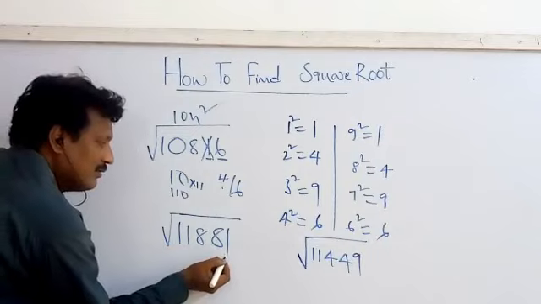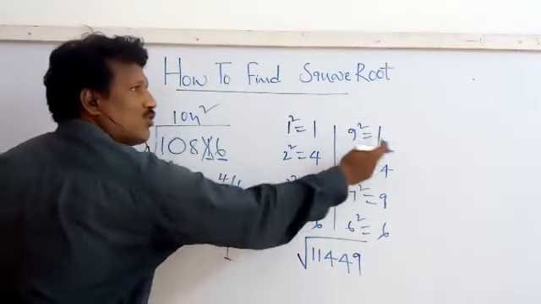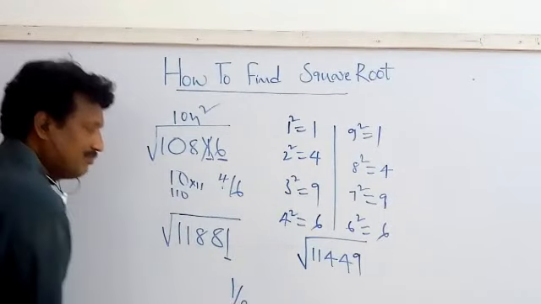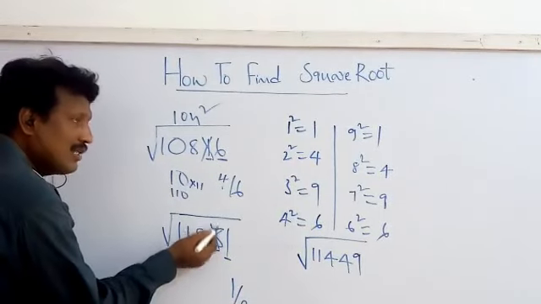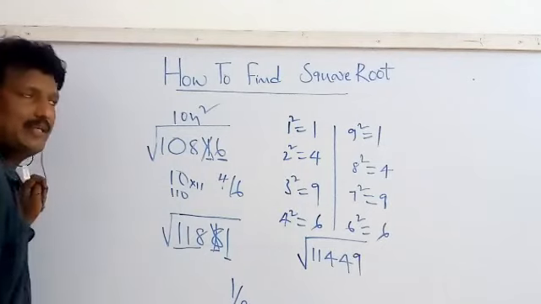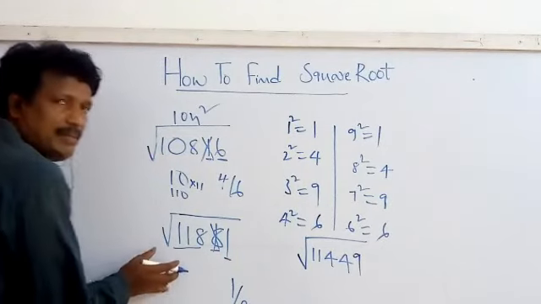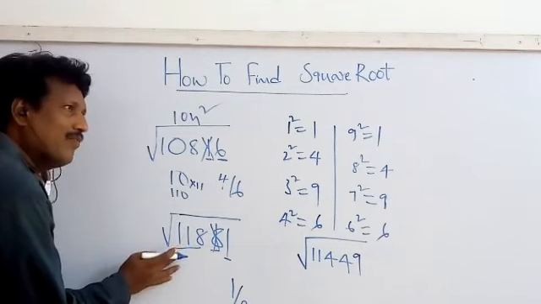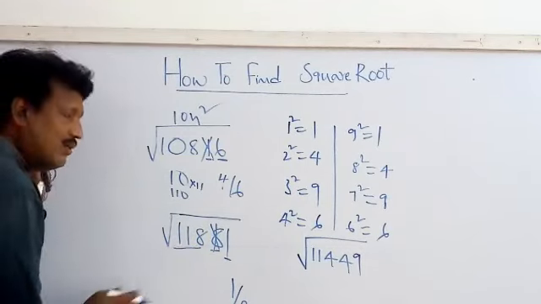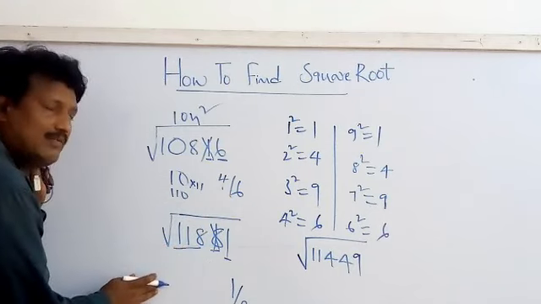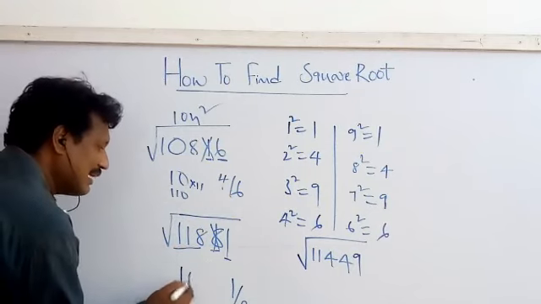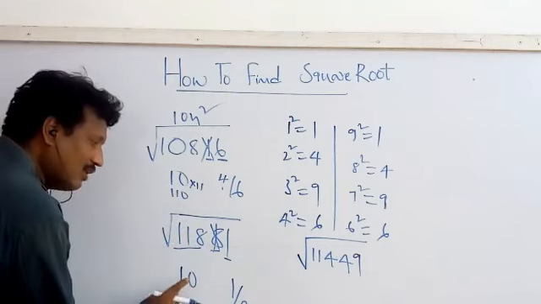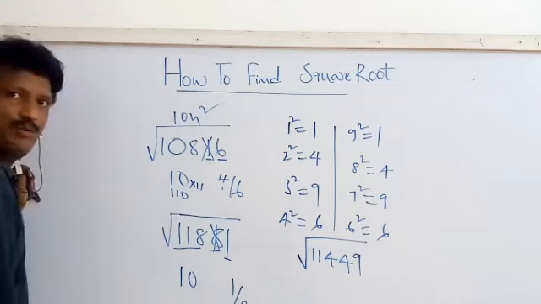Similarly, the unit place is 1. 1 square is 1 and 9 square is 1, so the answer must have unit place either 1 or 9. We need not consider the tens place; the remaining value is 118. Which number multiplied by itself is nearest to 118? 10 times 10 is 100, 11 times 11 is 121, which exceeds 118, so we should not take 11. 10 times 10 is 100, so we take 10. So the square root of 11881 is either 101 square or 109 square.